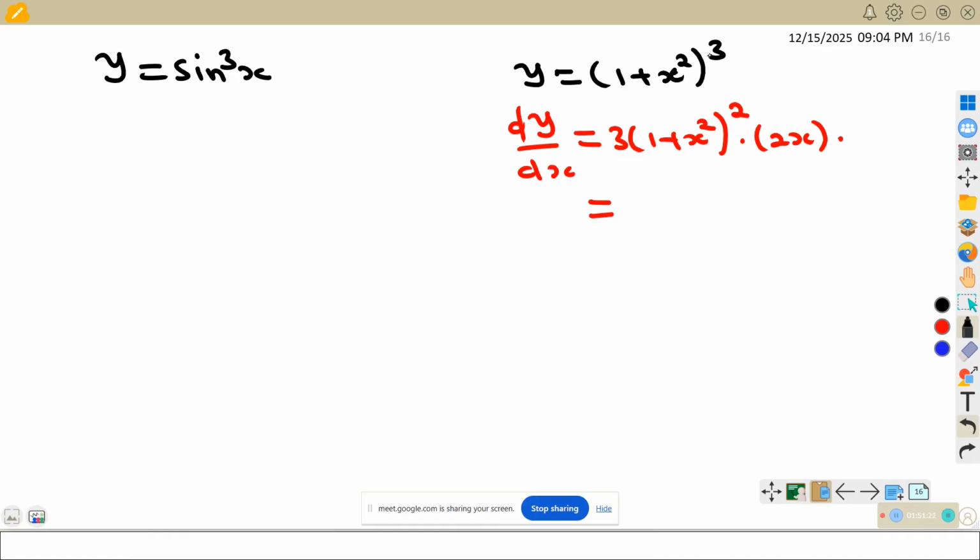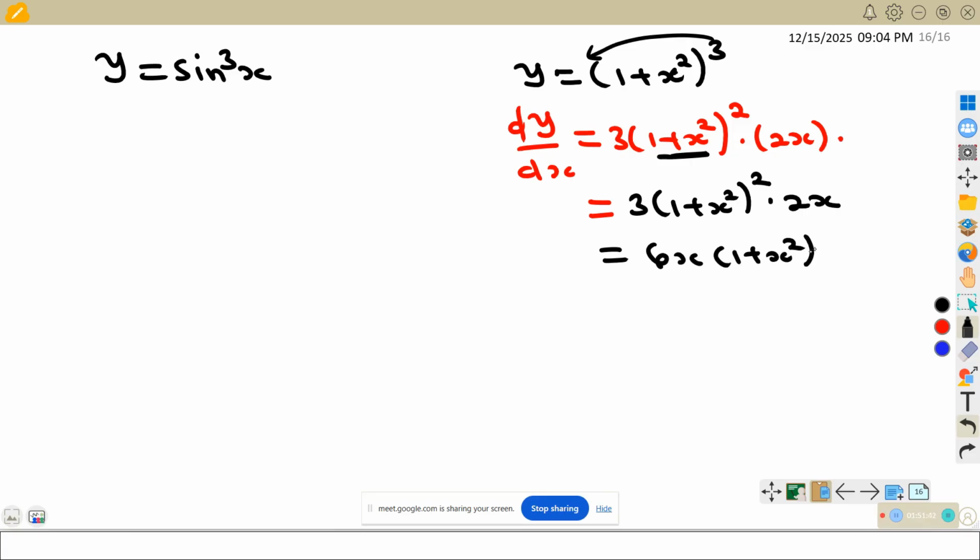When you have the power, simply drop the power and differentiate normally. So drop the power, that is 3, reduce the power by 1, it becomes 2, and multiply by the derivative of the bracket, which is 2x. So in other words, you will get 6x into (1 plus x squared) to the power of 2. Is that one okay?